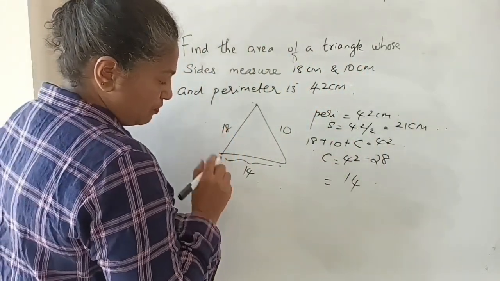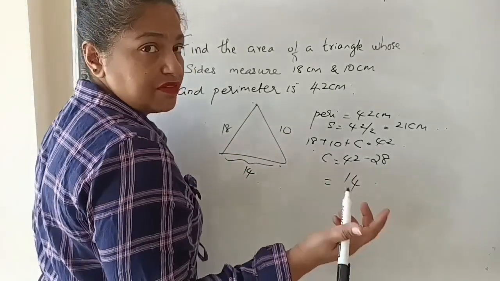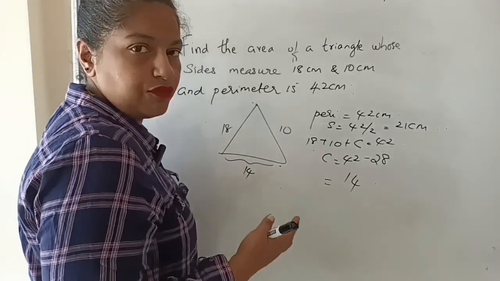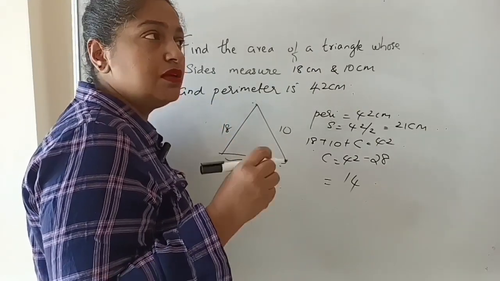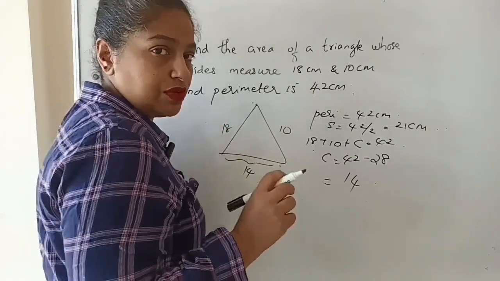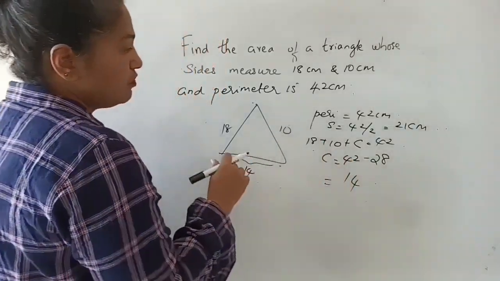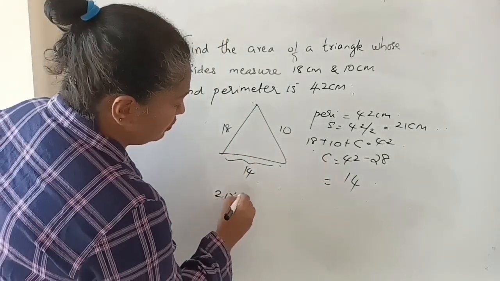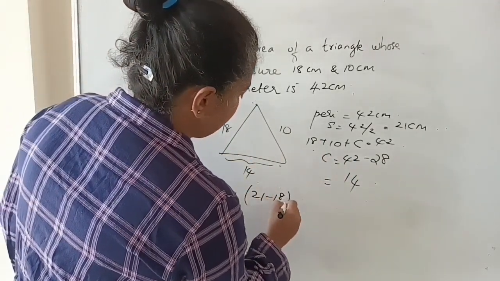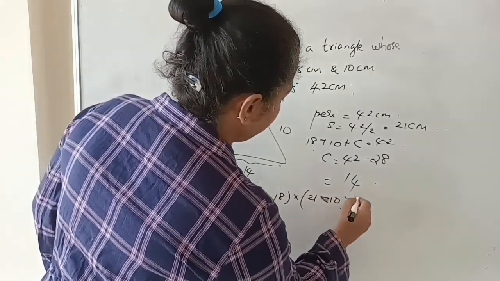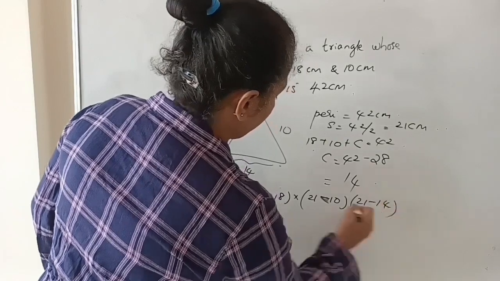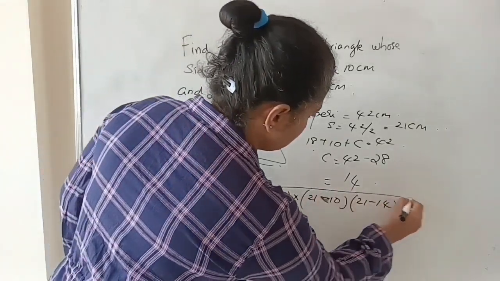Now let us apply Heron's formula, which is the square root of S into S minus A into S minus B into S minus C. I am not repeating the formula, but you need to write it every single time you are doing a Heron's formula sum, because you need it for the examination. Okay, the formula is very much required. So here I have 21 into 21 minus 18 into 21 minus 10 into 21 minus 14 under the square root.